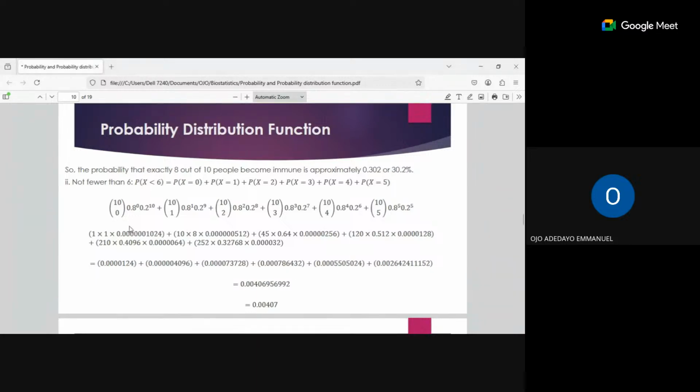So now, by the time you do this, 10 combination 0 is 1. Sorry, sir, your screen is not showing again, sir. Better now. Thank you.